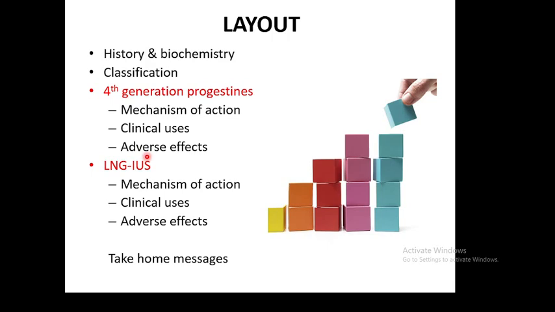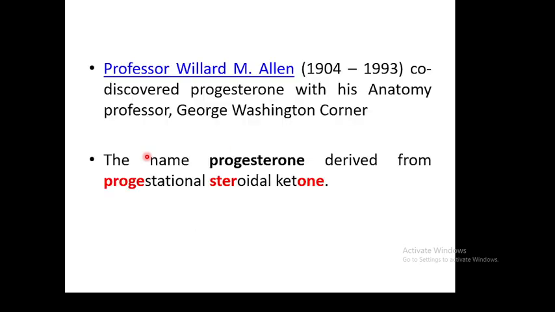A brief history and the biochemistry and classifications of progestogens, and I will define the terms. Then I am focusing on two entities, the fourth generation or the latest generation of progestins, and a smart device which is the levonorgestrel releasing intrauterine system. In those two aspects, I'll be discussing the mechanism of action, the clinical uses with adverse effects, and I will summarize the take-home messages at the end.